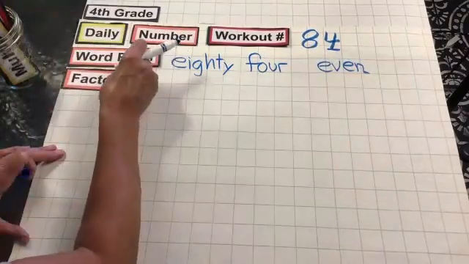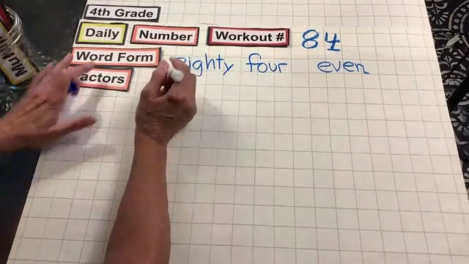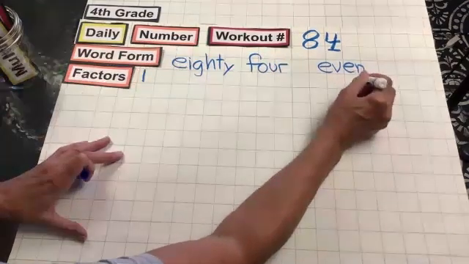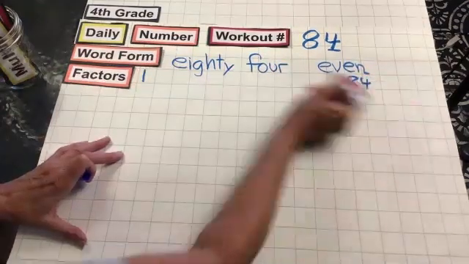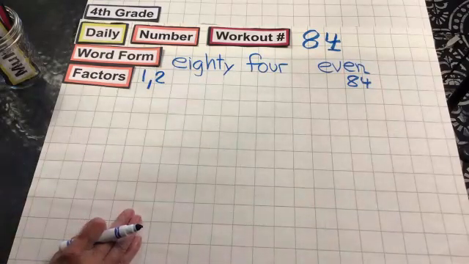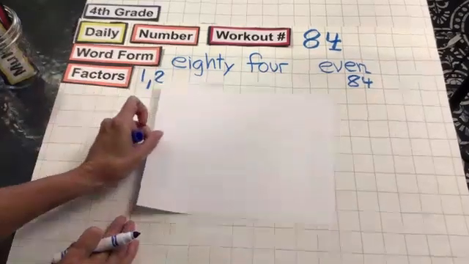Let's go for factors. Let me move this up a little bit. We have 1 times 84. I'm going to put it way over here because I don't know what we're going to do. 2 goes in because that is an even number. 2 goes into all even numbers. So let's go ahead and do the math.